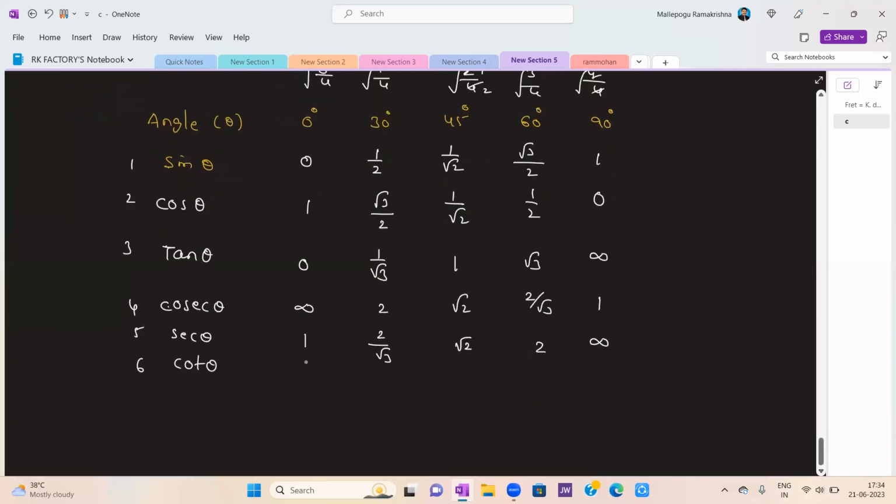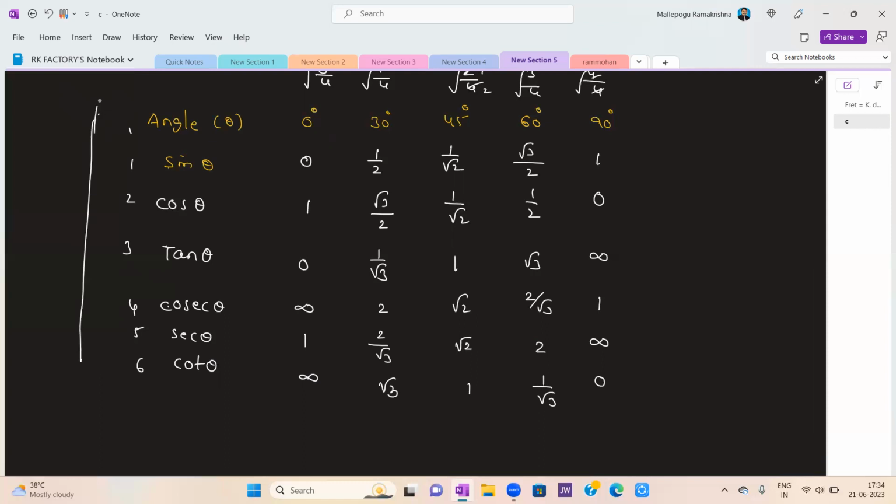Next, the cot theta value is a reciprocal of tan theta. So 1 by 0 is again infinity, then root 3, then 1, then 1 by root 3, and 1 by infinity gives 0.